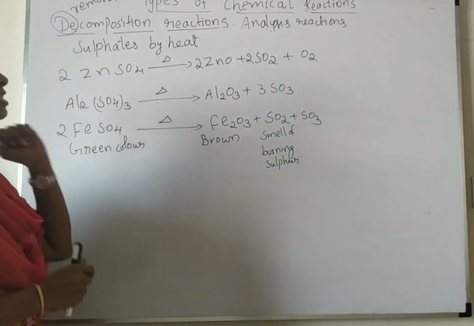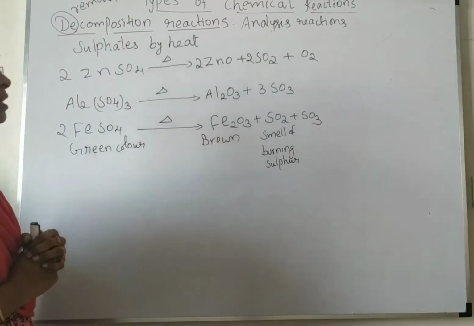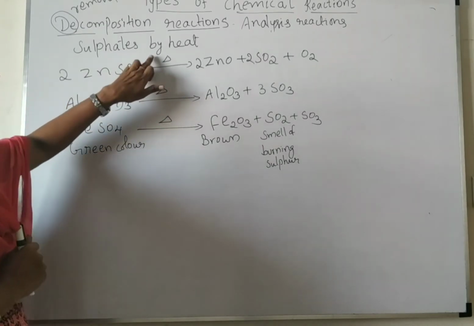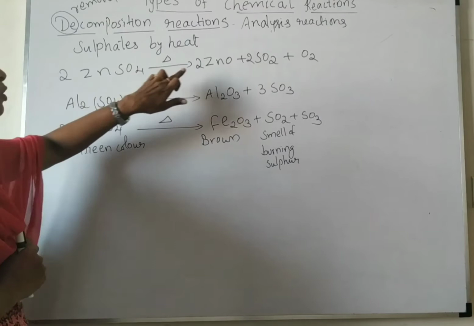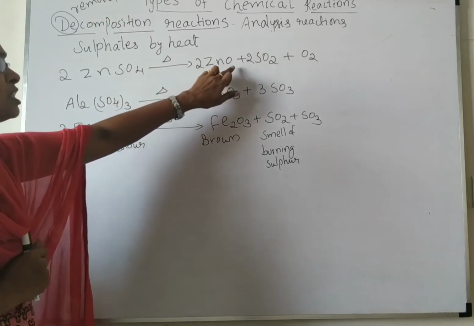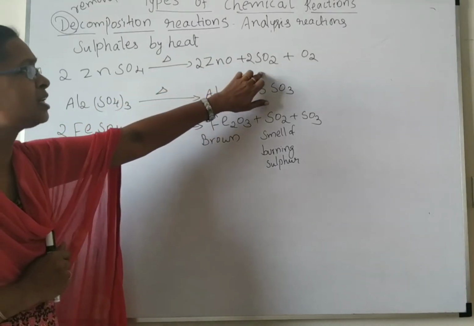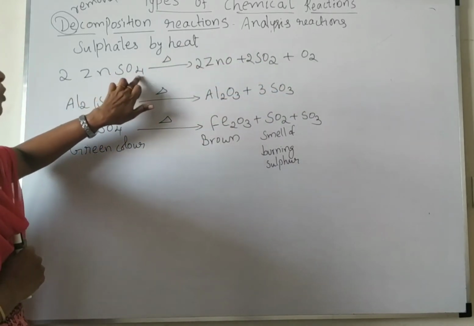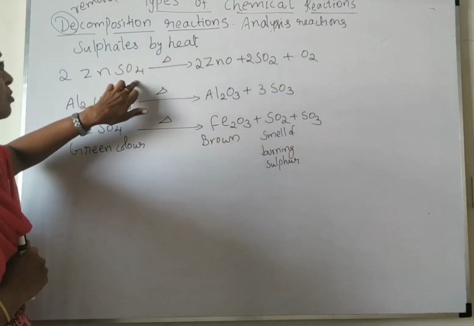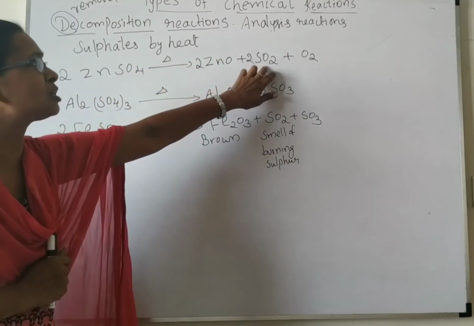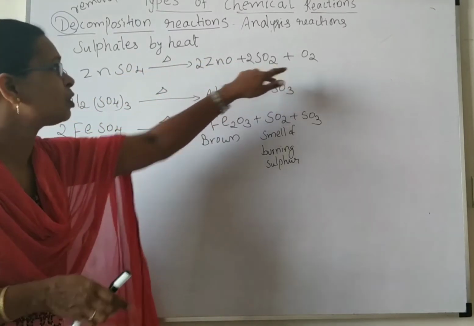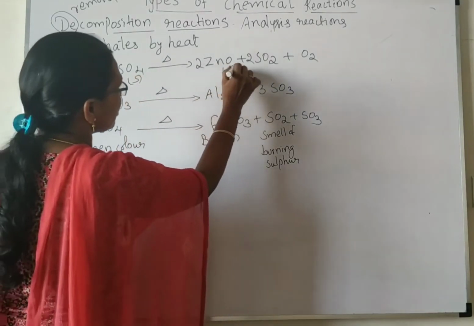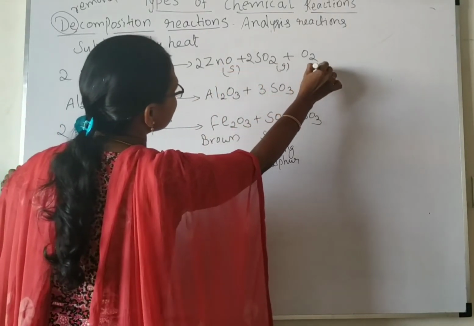Now we are discussing sulfates by heat. Zinc sulfate, on heating, is going to dissociate into zinc oxide, sulfur dioxide and oxygen. See here, the sulfate has 4 oxygen atoms. These 4 atoms of oxygen are going to dissociate in the form of 2 different compounds. One is a solid substance, and the other 2 are gases.